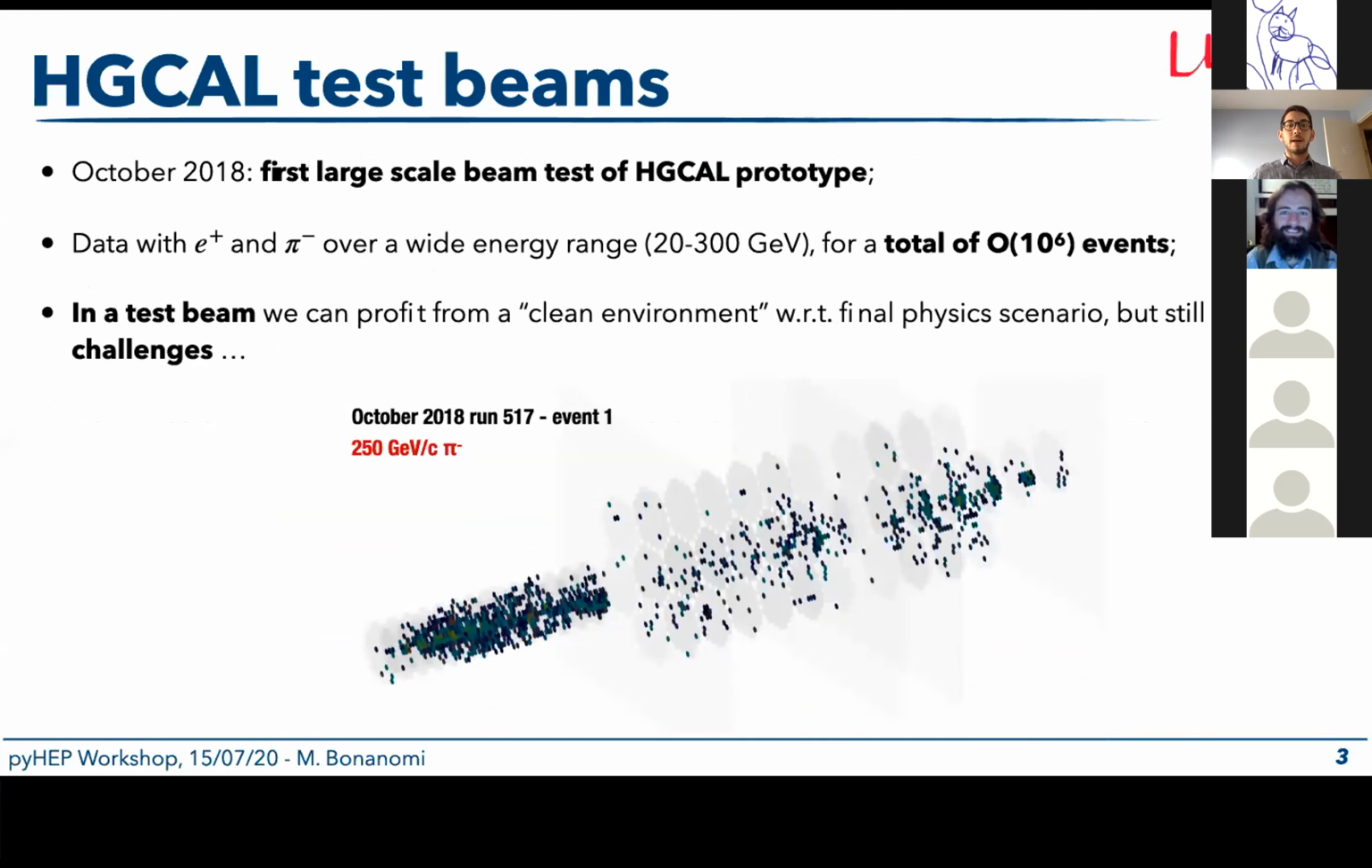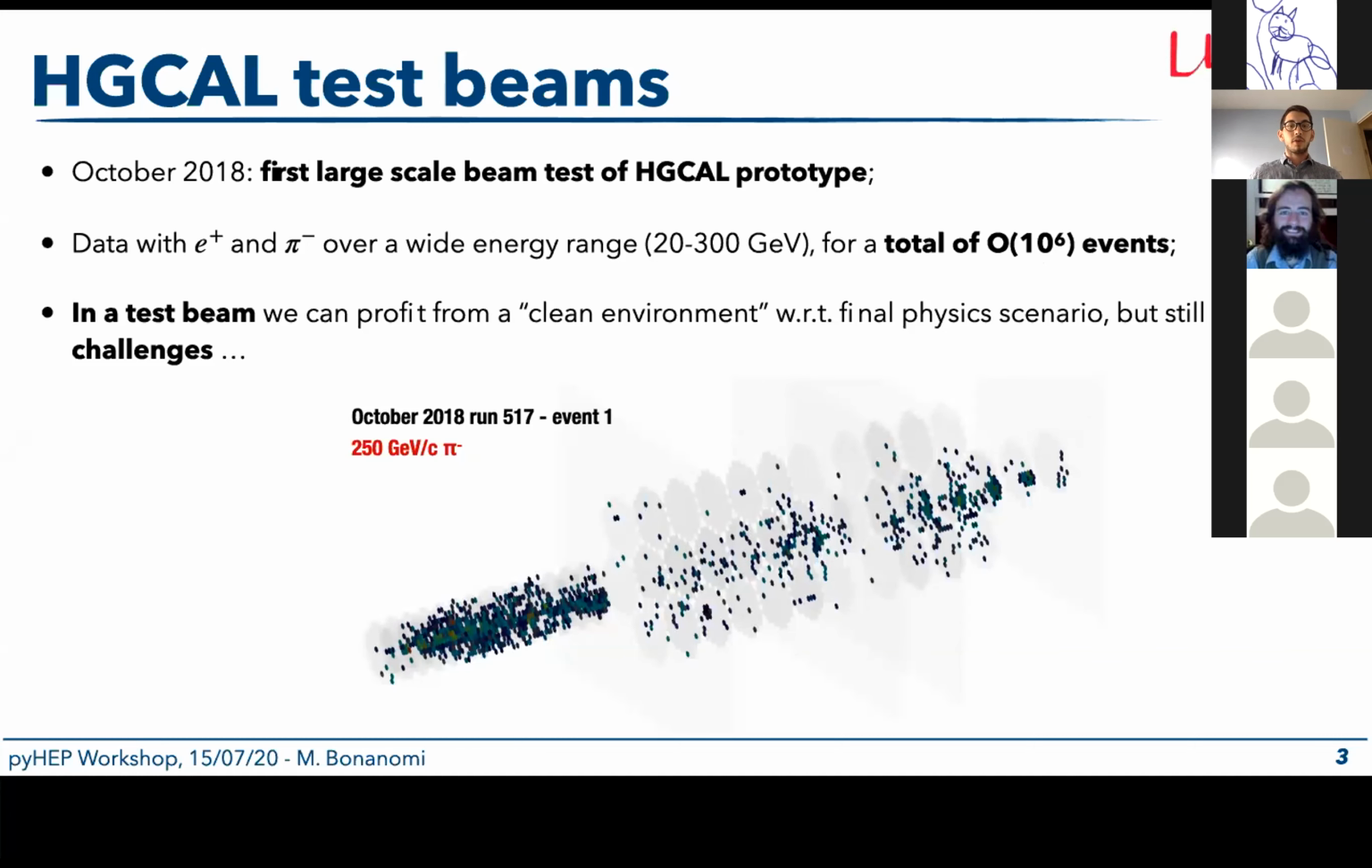So in October 2018, we ran the first very large-scale prototype beam test of HGCAL. By large scale, I mean that a full section of HGCAL was tested, taking data with positrons and pions over a wide energy range and for a total of millions of events. Here you have a very nice event display, and as you see, you have the first part of the detector, which was the electromagnetic component of the calorimeter, and then the second section, which was more complex also in terms of modules, which was the hadronic compartment of the detector.